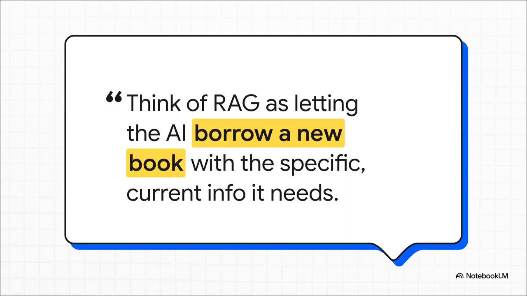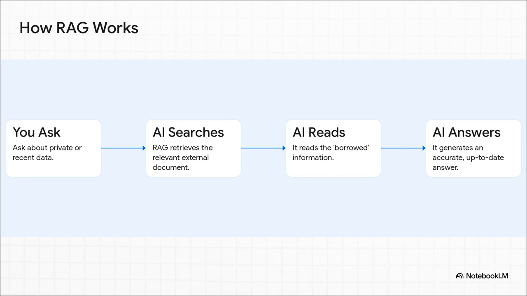So let's go back to that library idea. Instead of the impossible job of updating the entire massive library, which costs a fortune and takes forever, RAG is basically like letting the AI check out a new book. You just hand it a fresh newspaper or a specific report that has exactly the info it needs, right when it needs it.